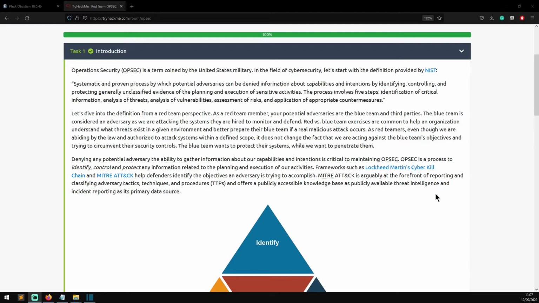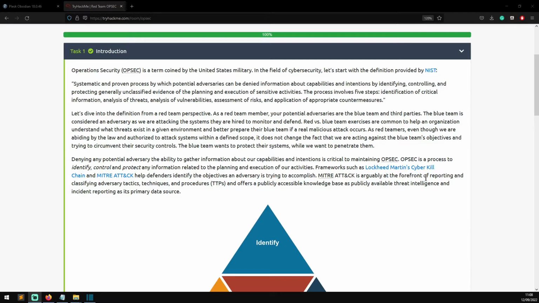Denying any potential adversary the ability to gather information about our capabilities and intentions is critical to maintaining OPSEC. OPSEC is a process to identify, control, and protect any information relating to the planning and execution of our activities. Frameworks such as the Lockheed Martin Cyber Kill Chain and MITRE ATT&CK help defenders identify the objectives an adversary is trying to accomplish. MITRE ATT&CK is arguably at the forefront of reporting and classifying adversary tactics, techniques, and procedures, and offers a publicly accessible knowledge base with publicly available threat intelligence and incident reporting as its primary data source.